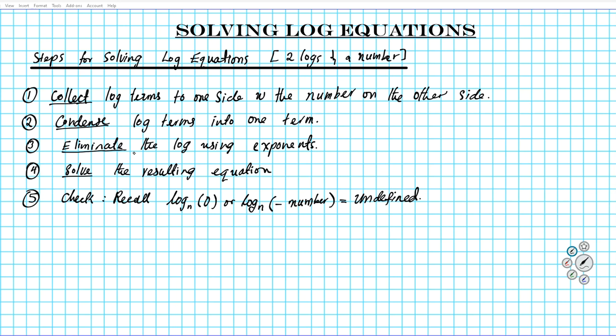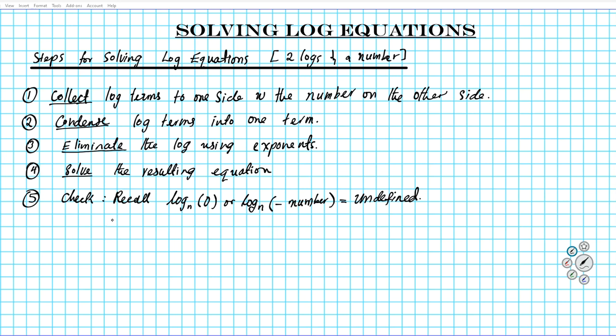The type of problem we're going to be dealing with here is a situation where you have 2 logs and a number, all right? So you collect the logs to one side, the number on the other side, you condense the logs into one term, and then you eliminate the log using exponentiation, and then you solve the resulting equation. Okay? In this particular presentation, you also have to check your work.